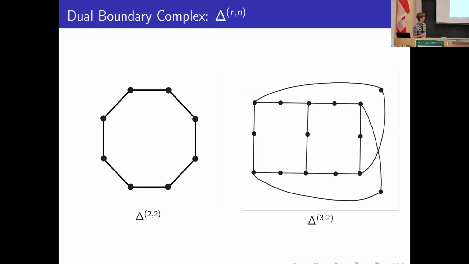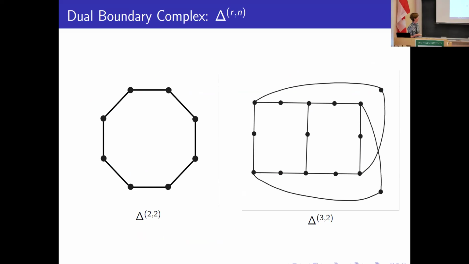These are a couple examples of just some simple dual boundary complexes that I calculated for my thesis. On the left is delta 2,2, and on the right is delta 3,2. I started doing some partial calculations with n higher than 2, but it gets very, very hard, and the number of trees grows very quickly.